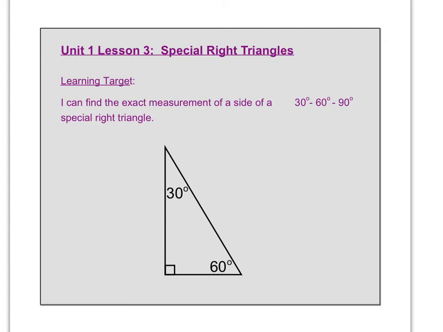Hi class, today we are going to do Unit 1, Lesson 3. We're going to study another type of special right triangles, and it's called the 30, 60, 90 triangle. So by the end, hopefully you can find exact measurements of the sides of 30, 60, 90 triangles.